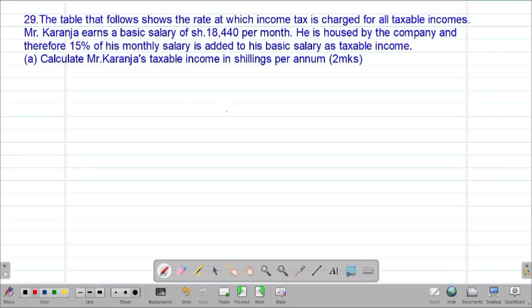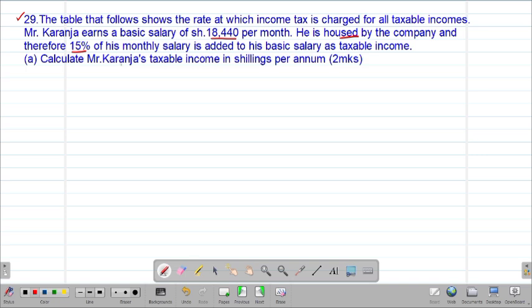Welcome to today's class. It's our 15th lesson on a given Form 3 mathematics topic called Commercial Arithmetics 2. So we are looking at our 29th example on income tax, which reads that the table that follows shows the rate at which income tax is charged for all taxable incomes. Mr. Karanja earns a basic salary of 18,440 shillings per month. He is housed by the company and therefore 15% of his monthly salary is added to his basic salary as the taxable income.